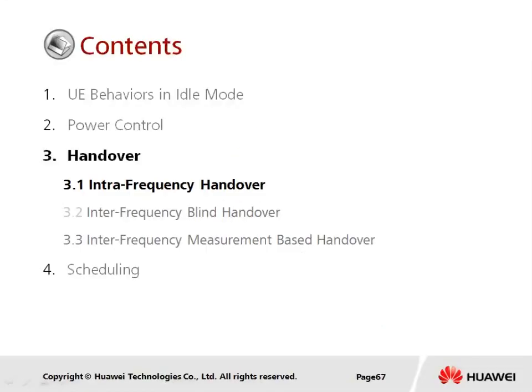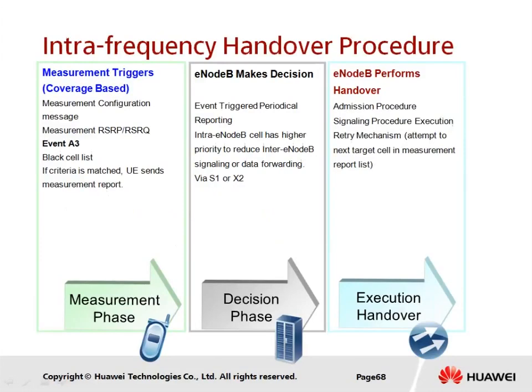So we are going to have a look at the intra-frequency handover. The intra-frequency handover procedure starts from measurement, but as I've mentioned before, there is no need for triggering, where the user is measuring the intra-frequency neighbors all the time. By default, the user has been measuring the neighbor RSRP and RSRQ. So there is only one category of intra-frequency handover, which is coverage-based handover.